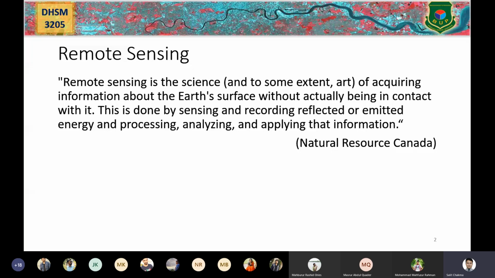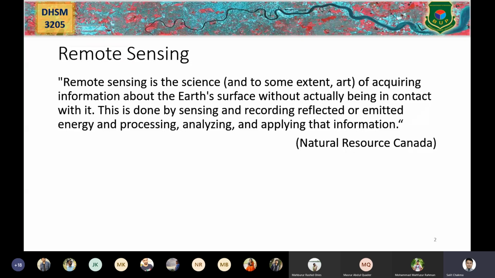Okay, so you see the definition here is remote sensing. That means you are sensing something remotely or from remote. So remote is you are not being in touch with the object that you are going to sense. Remote means you have some distance, or sometimes even further distance between you and the object of interest.